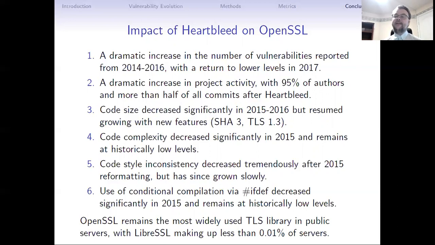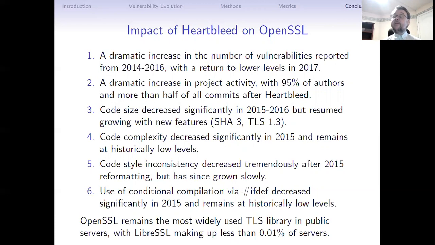We saw a tremendous increase in project activity, with more than half of all the commits happening after Heartbleed. And not just from the newly employed full-time developers, but we saw a lot of contributions from single commit authors. And the project may be more inviting to those because of the improved coding style and so forth. Code size decreased significantly after Heartbleed in the run-up to the release of 1.1.0, but it resumed growing as new features were added with the 1.1.1 branch.